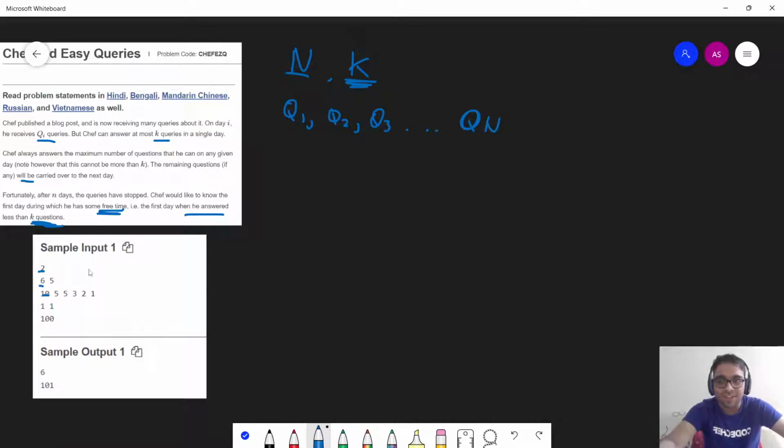So let me demonstrate what the question is asking using this particular example test case. So here I have my 6 queries, which is 10, 5, 5, 3, 2, 1. So let us process one by one. Initially, Chef has 0 questions, right? On the first day, he received 10 queries. He was able to solve 5, since my k is equal to 5, and 5 were handed on to the next day, right? Then on the second day, he received 5 queries.